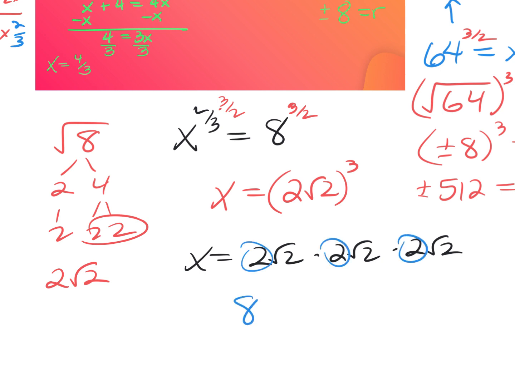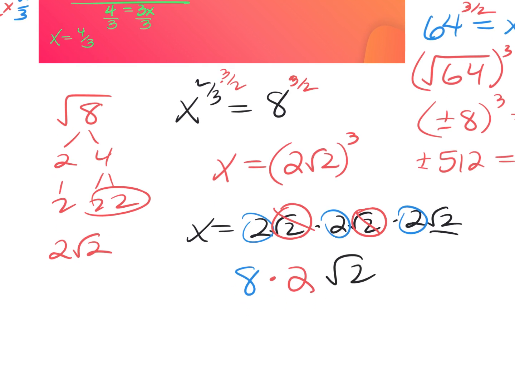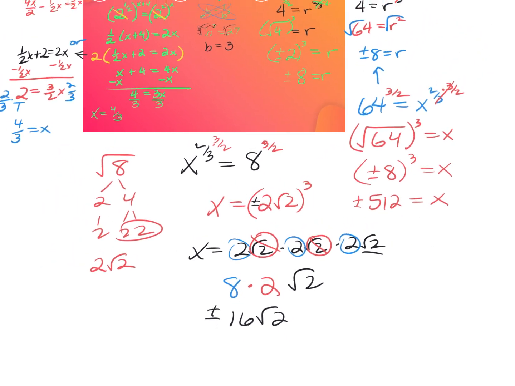But then I could make a pair of square root 2's. So another 2 would come out. And then this poor 2 stays behind. So 16 square root 2. And these are all plus minus. So if it's not a perfect square, you may have to do something like that.